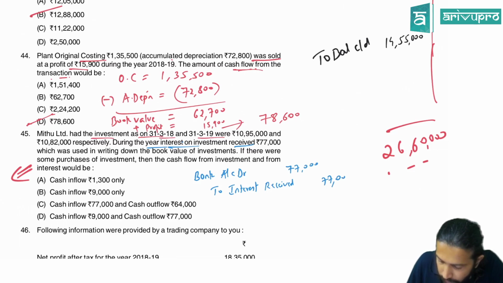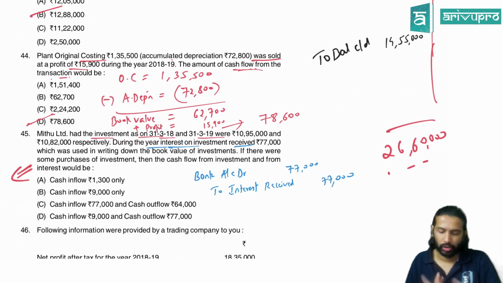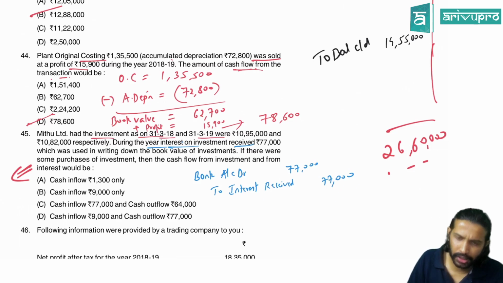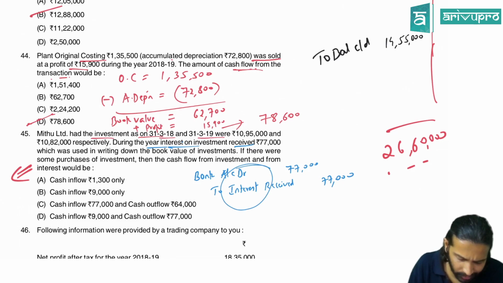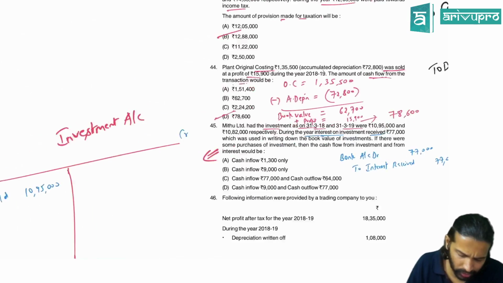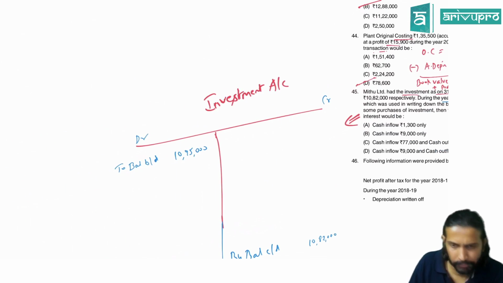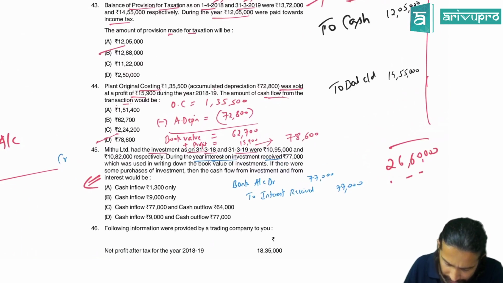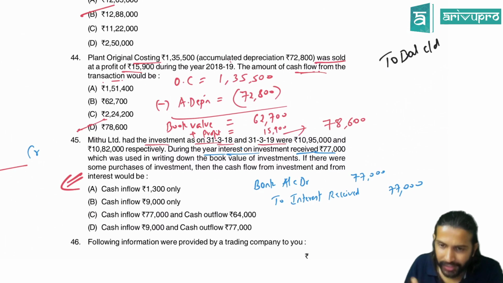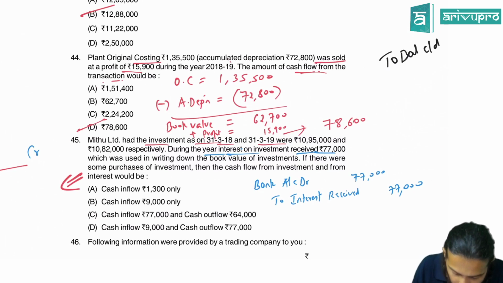Okay. Fine. So this will not affect your investment ledger because the journal entry is bank and interest. That's a component, so it will not affect the investment ledger. So I'll not bring it in. Yes. Let's read it a little carefully. Interest received is 77,000. Check, this word is important.